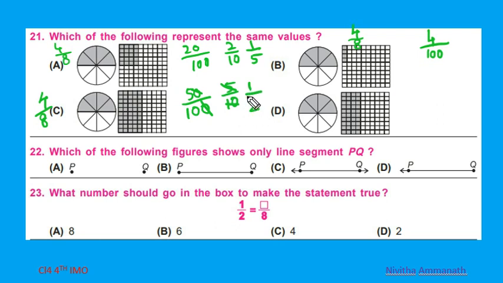So 1 by 2. 4 by 8 means how many? 4s are 8? 2 4s are 8. So 1 by 2. So 1 by 2 equal to 1 by 2. This is the correct option.